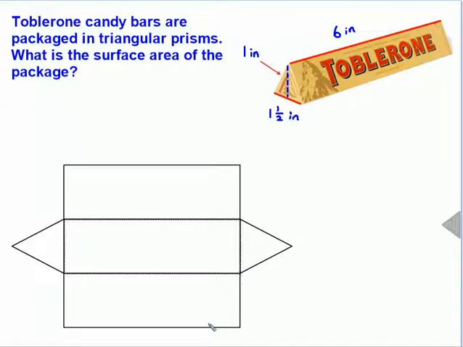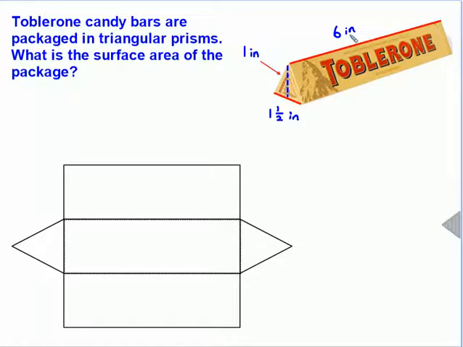And this is a nice little net that helps us to see that, right? We've got a nice little net here that helps us to see all of the different sides of that package. So let's find the surface area of each side. I'm going to use my net a little bit more this time. I'm going to find this side up here, the side that says Toblerone on it, first.